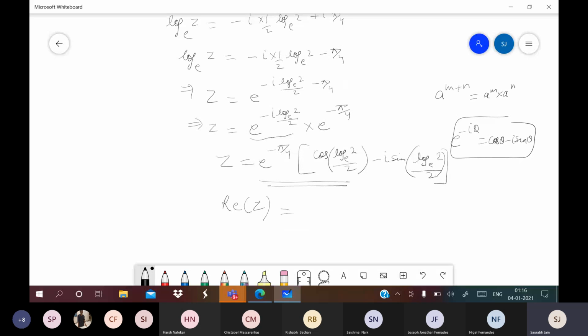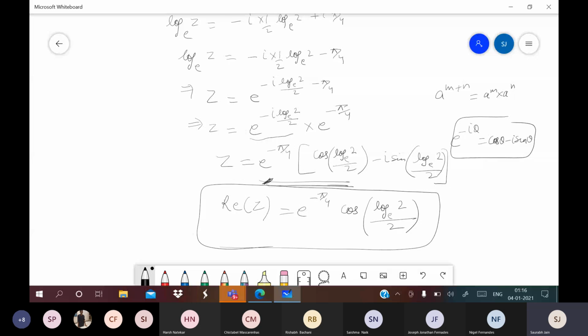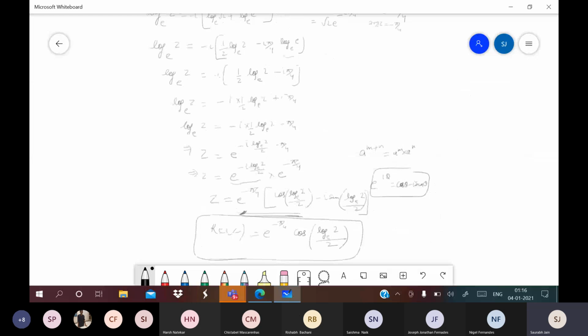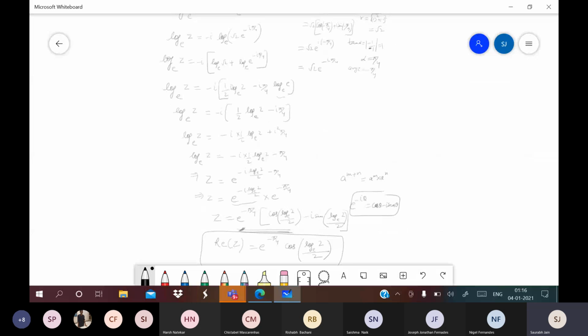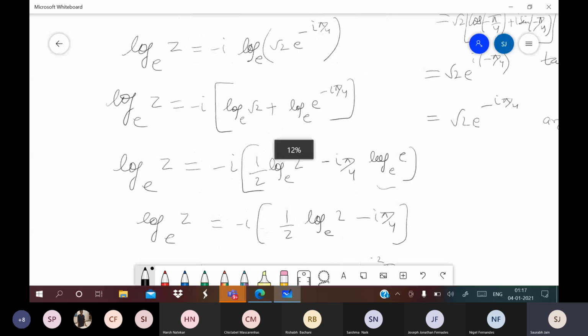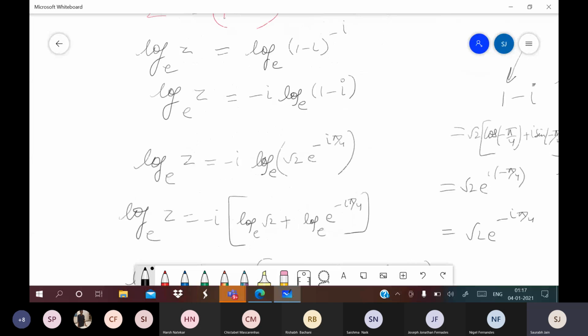See this thing. This is your real part. Because when you multiply e to the power minus iota pi by 4 with the second term, it will come with iota. But what was the question? Find the real part of the given complex number. So the answer is going to be e to the power minus pi by 4 cos of this angle. See, there is no iota anywhere, no non-real value. So this will be the real part of this complex number. Okay. So mainly you have to take log and then use the properties of log, and in some places you have to use Euler's notation. If anyone wants to note it, you can note it down.